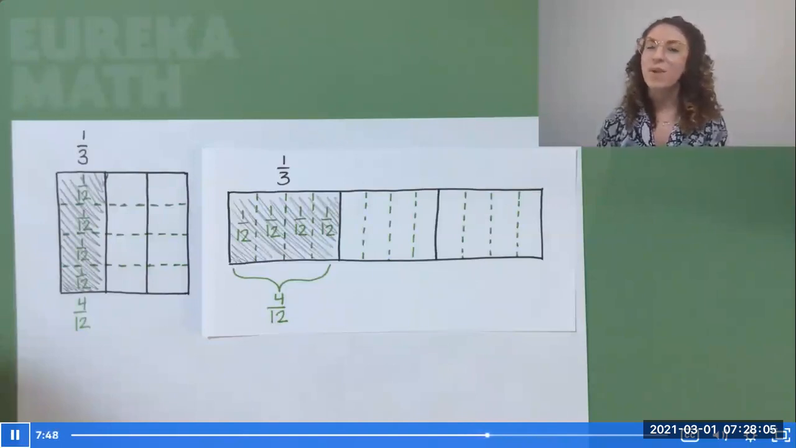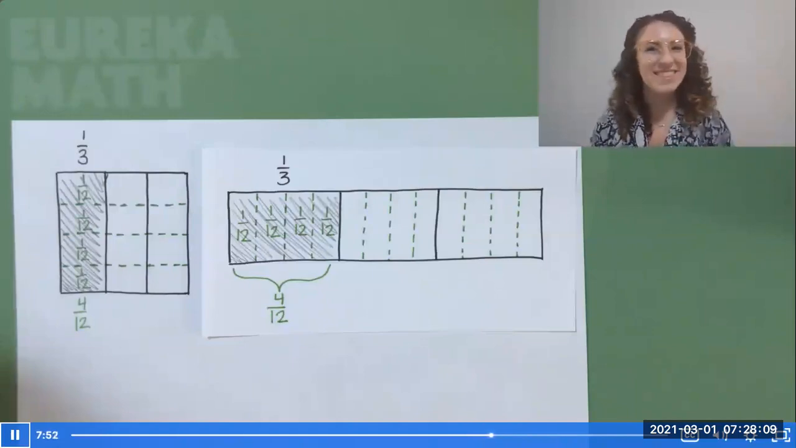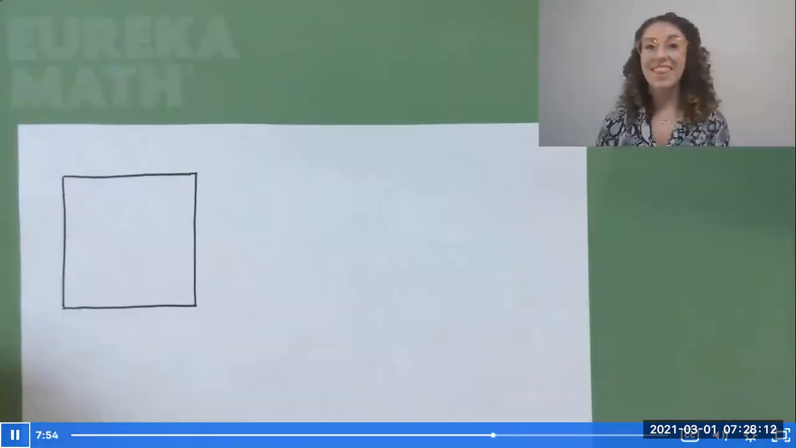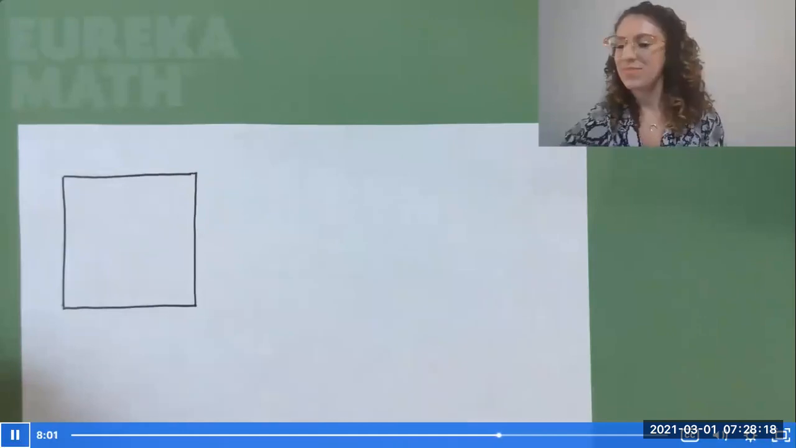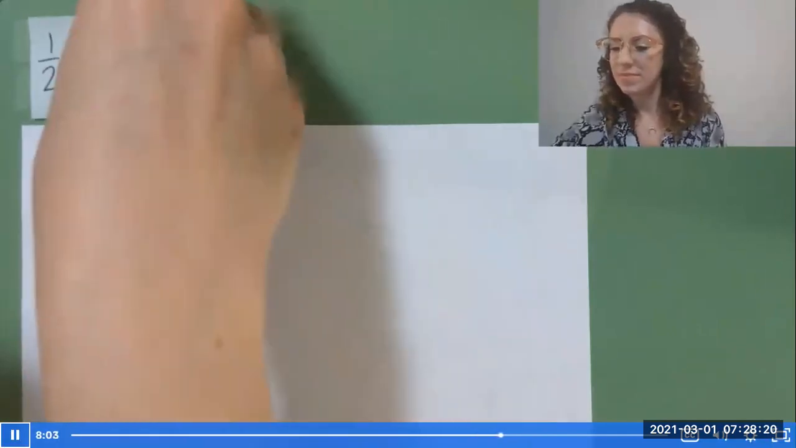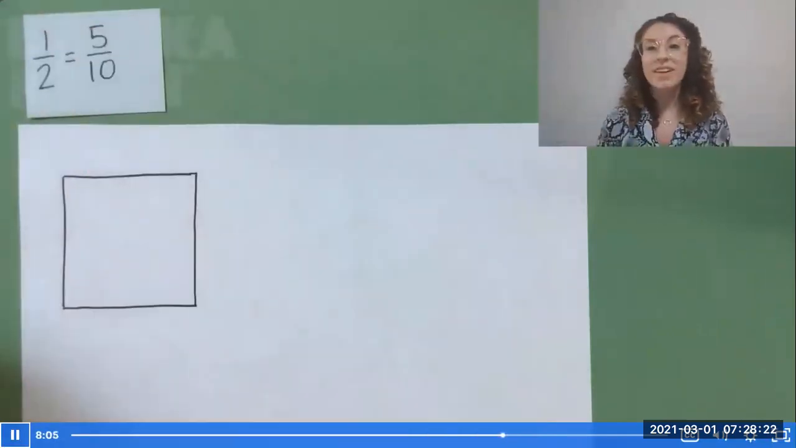Let's do one more area model together today. Ready, set, let's go. This time, I have a guess, and I want you to use the area model to tell me if it's true, okay? Here it is. 1/2 equals 5/10. Do you think these fractions will be equivalent? Represent the decomposition using an area model. Pause the video for as long as you need.